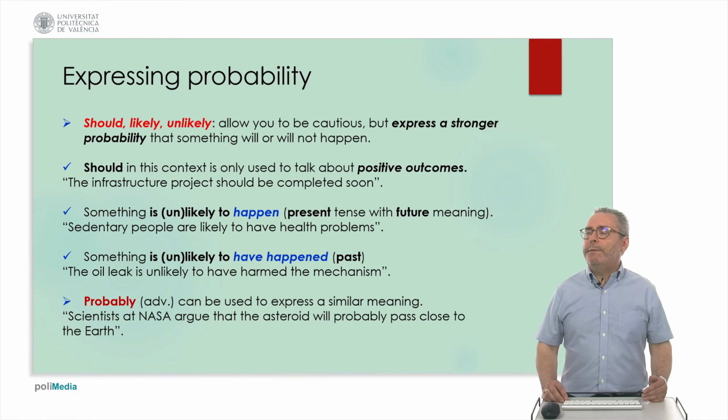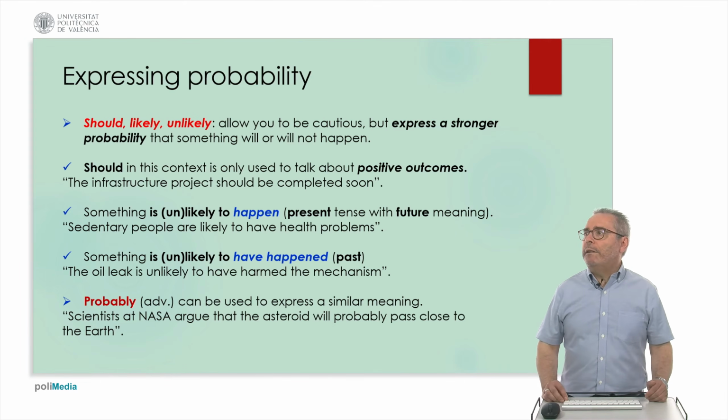Another set of expressions are with the words should, likely, or unlikely. They allow us to be cautious, but also express a stronger probability that something will or will not happen in the future or in certain situations. Should, in this context, is only used to talk about positive outcomes. It's important to note that. For example, the infrastructure project should be completed soon.